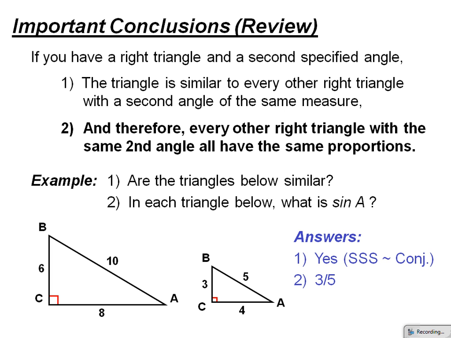And then, what is the sine ratio of angle A? Well, angle A below, the side opposite it is 3. The hypotenuse is 5, so the sine ratio has to be 3 over 5.